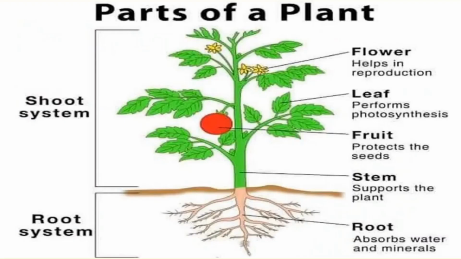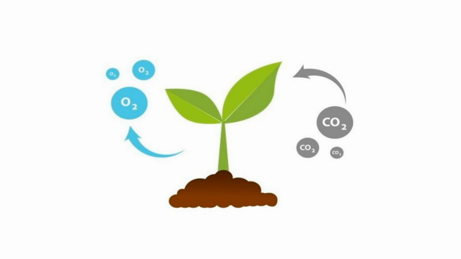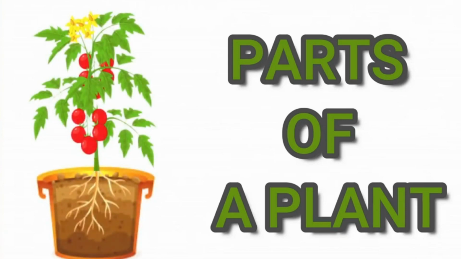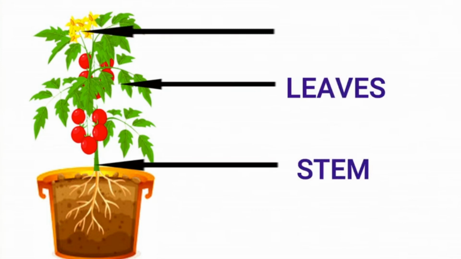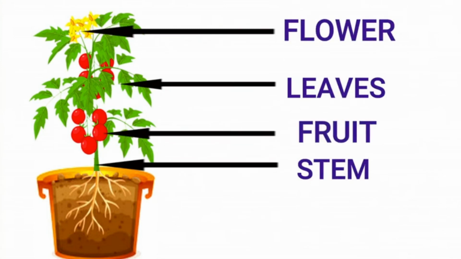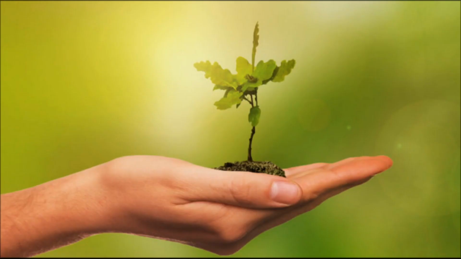Overall, different parts of plants have different roles to perform. They act as a source of food and oxygen and maintain the ecological balance. A plant has many parts. Different parts perform different functions. For better understanding, let us take a look at the structure of different parts of a plant and see how they are beneficial to the environment.